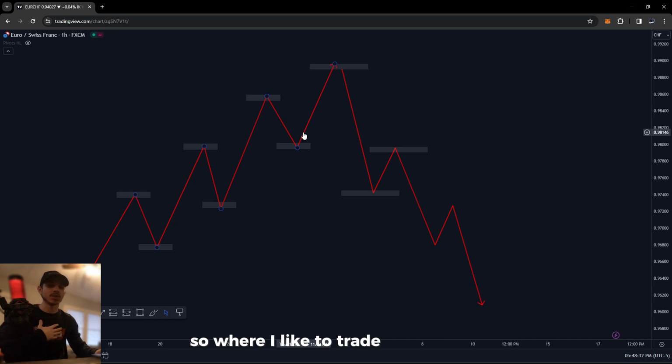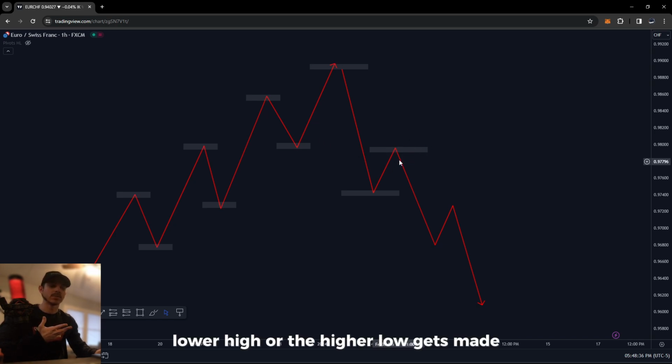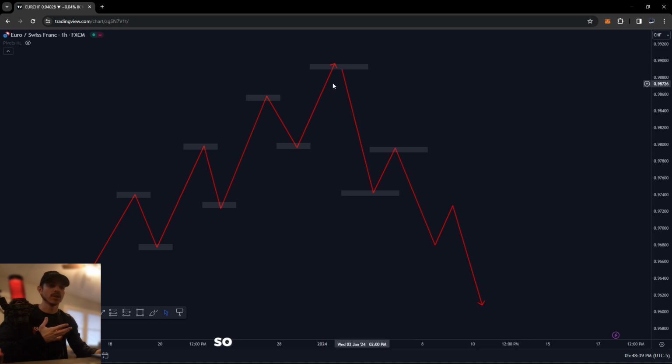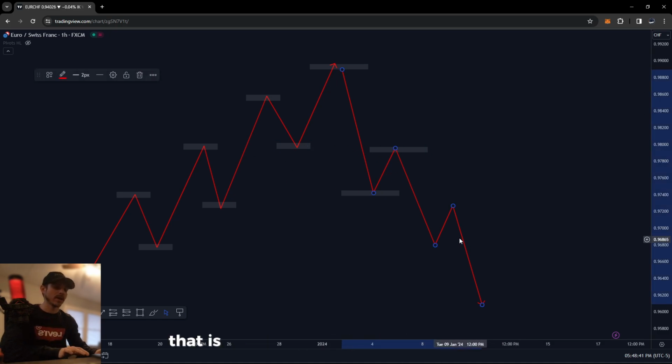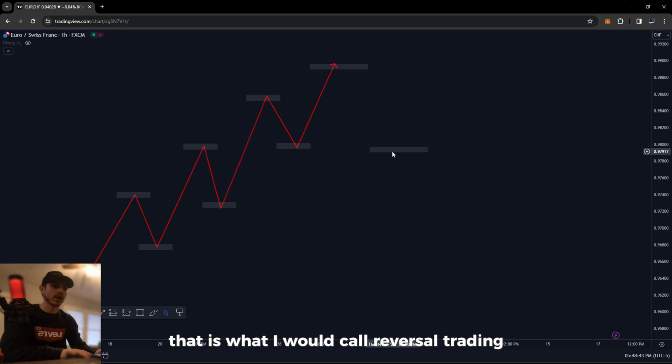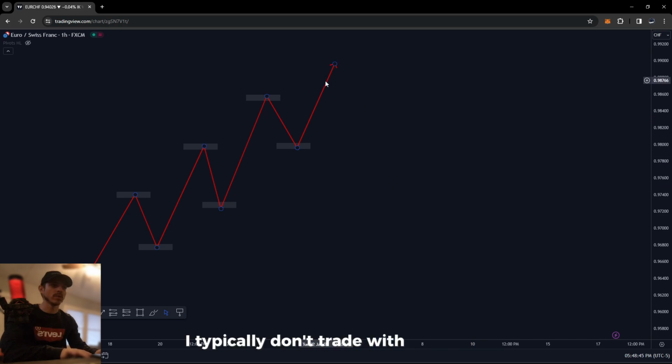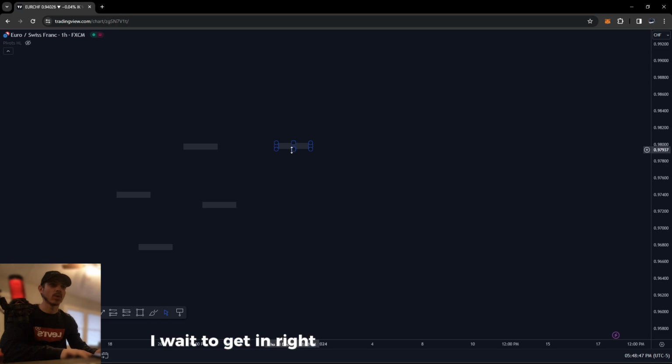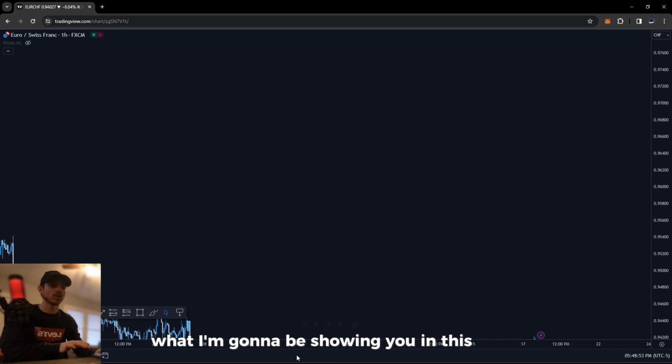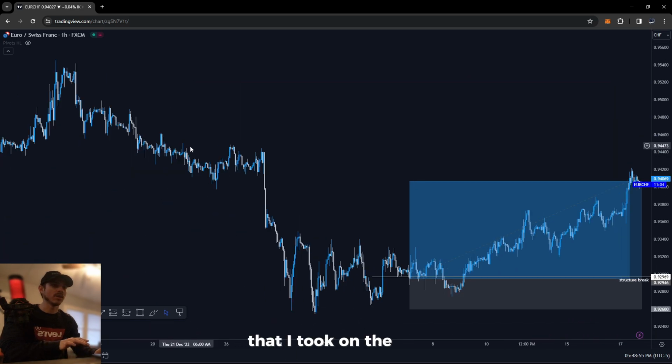So where I like to trade is when the lower high or the higher low gets made when structure changes. So that's typically how I trade. That is what I would call reversal trading. I typically don't trade with the trend. I wait to get in right when the trend changes. So that is market structure in a nutshell, and that's essentially what I'm going to be showing you in this trade that I took on the 5th.